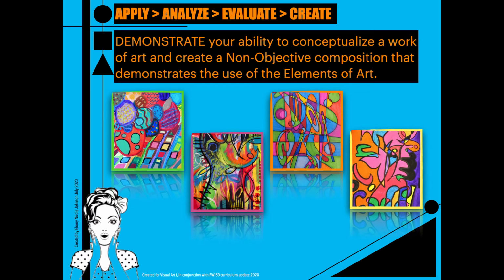Now that you have a good understanding of the elements of art, you're going to actually demonstrate your ability to conceptualize, think, a work of art and create a non-objective composition that demonstrates the use of the elements of art. So line, shape, form, color, texture, value, space. How can I use all of those elements of art to create an abstract work of art?